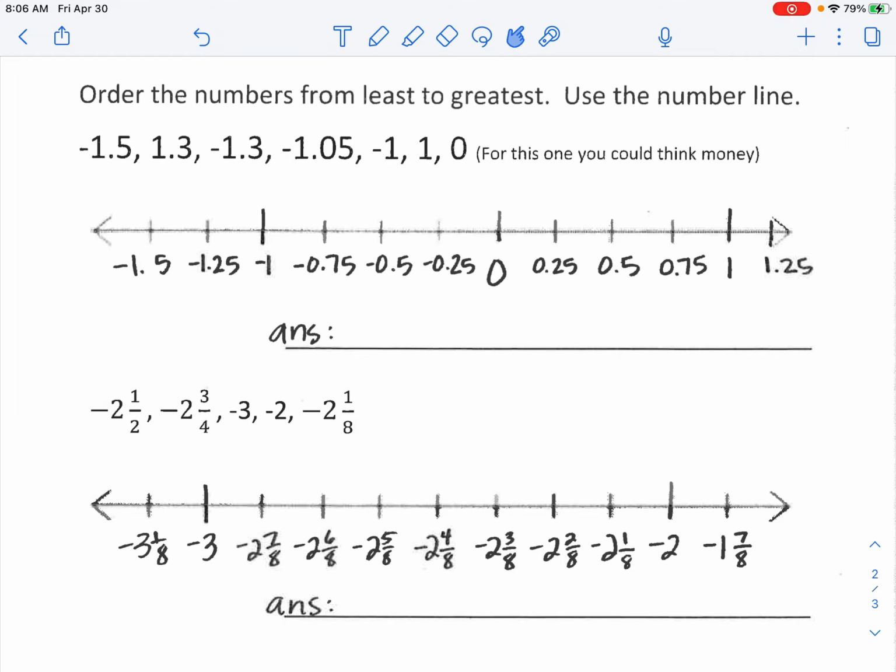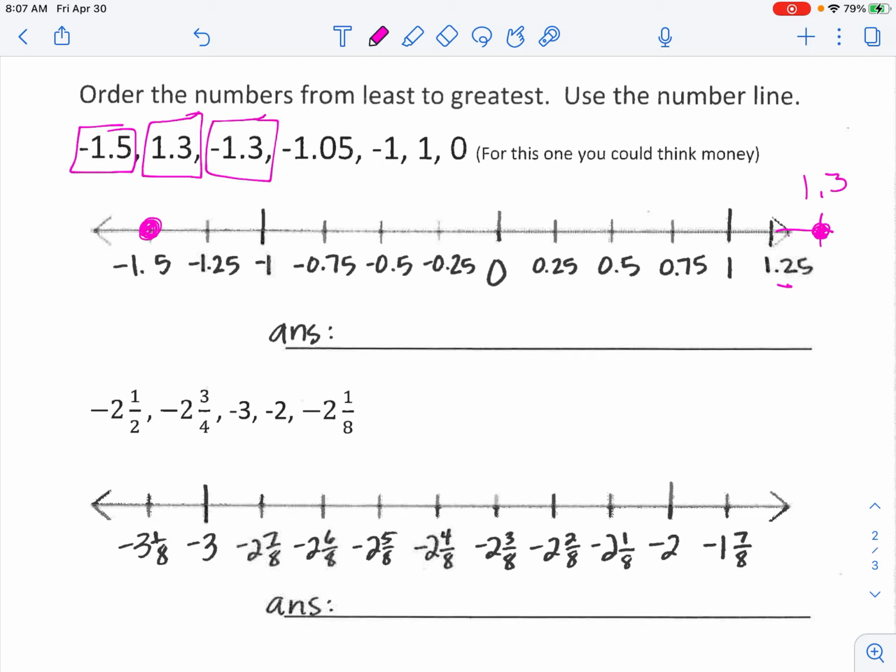All right, page 2. Order the numbers from least to greatest. Use the number line. The first thing I'm going to do is plot my numbers. First I'm looking at negative 1.5, and I see that one right here. Now I'm looking for 1 3/10. I see a 1.2 down here. 1.3 would come after that, so 1.3 would be way over here.